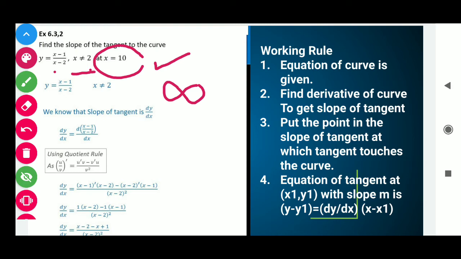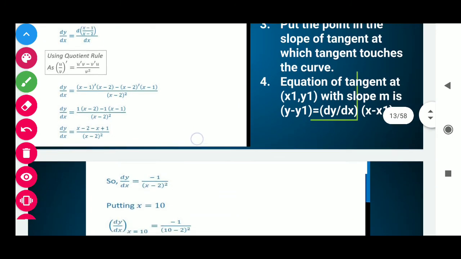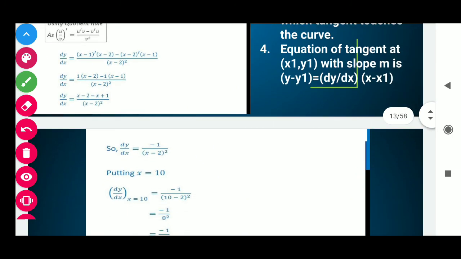So y is equal to x minus 1 over x minus 2. We know that the slope of the tangent is dy over dx. So by using the quotient rule, we will solve this one. Denominator as it is, derivative of the numerator is 1, minus numerator x minus 1 as it is, derivative of the denominator x minus 2 is also 1, divided by the square of the denominator. So students, in this way we get the derivative: minus 1 over x minus 2 whole squared.